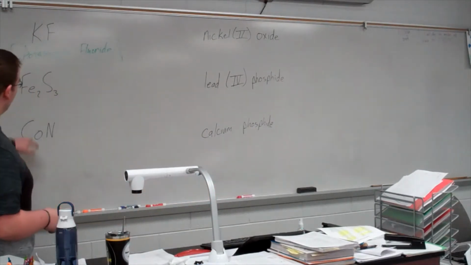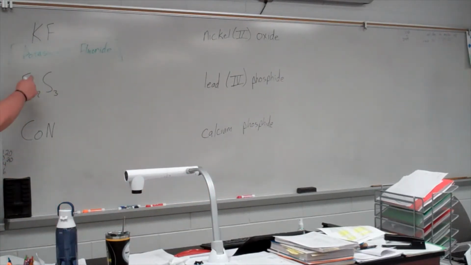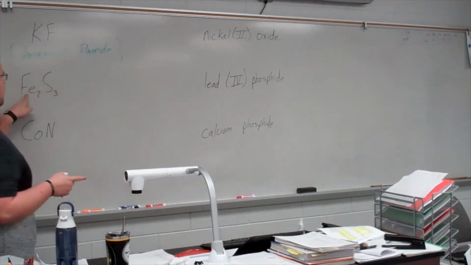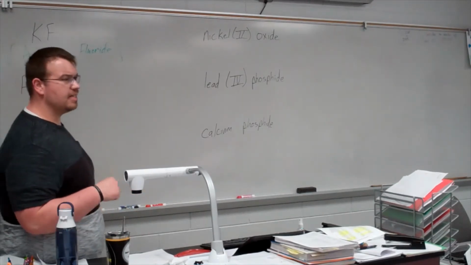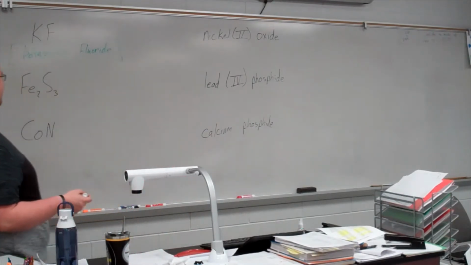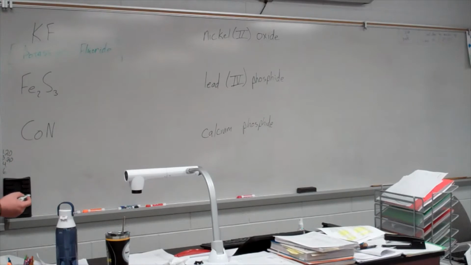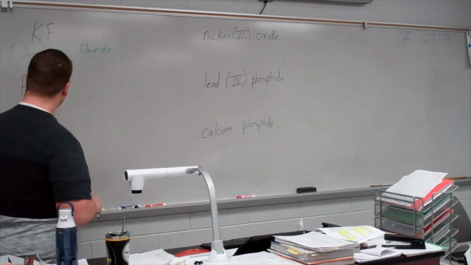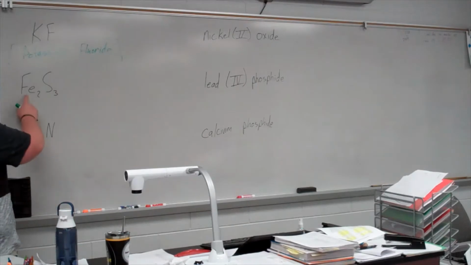You have to be able to look and determine which set of naming rules you're going to have to use. Like in this case, I have iron, which is a metal, and sulfur, that is a non-metal. So we have an ionic bond. Look at the cation. The cation in this case is iron. Is iron in the D block? Yes. Since iron is in the D block, it means we have got to use the stock system. So we got to find the charge on the iron.